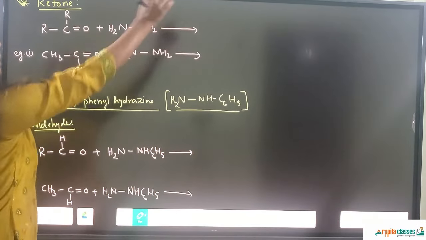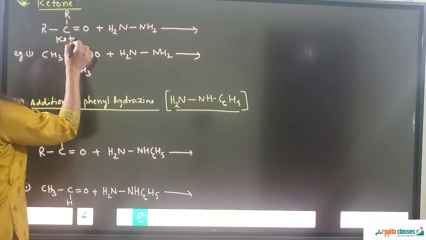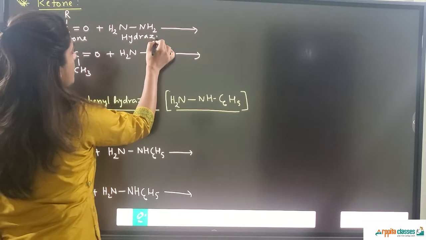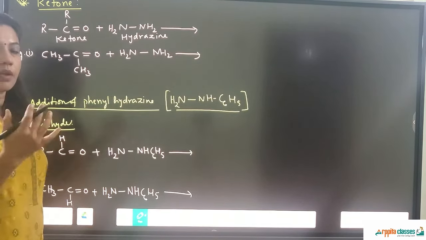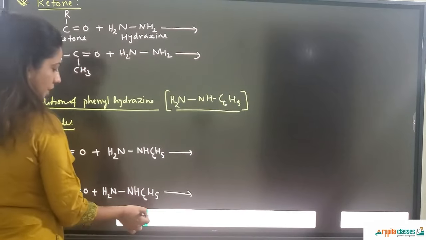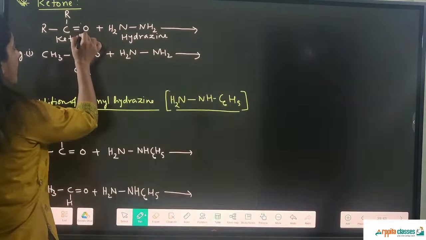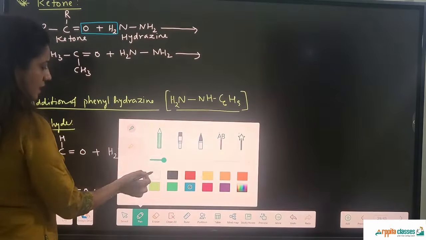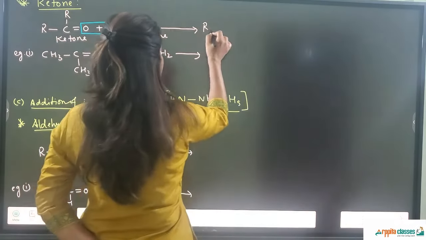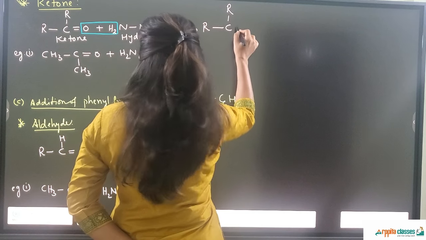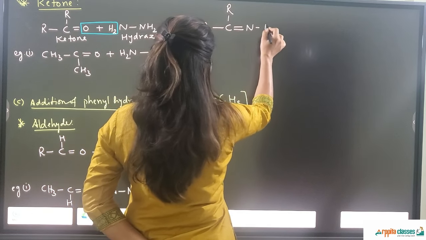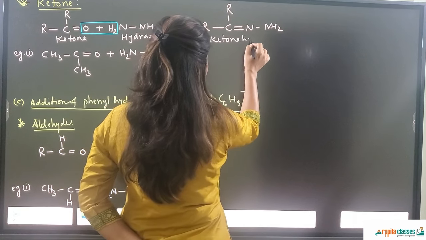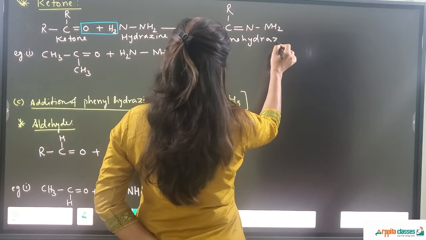Reaction with ketone. So this is your ketone and we are reacting with hydrazine. Do practice all the reactions, though it is getting repeated, because practice is very important. Though you understand it well now, later on if you do not practice, you will not be able to write down the product. Okay, so please practice it. So this is R, C, R, double bond N, NH2. What will be the name of the product? Ketone hydrazone.